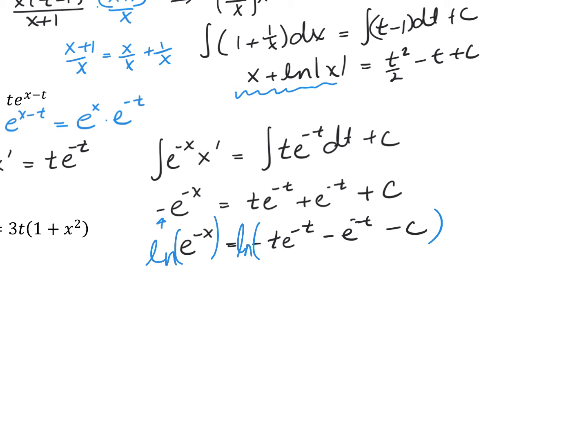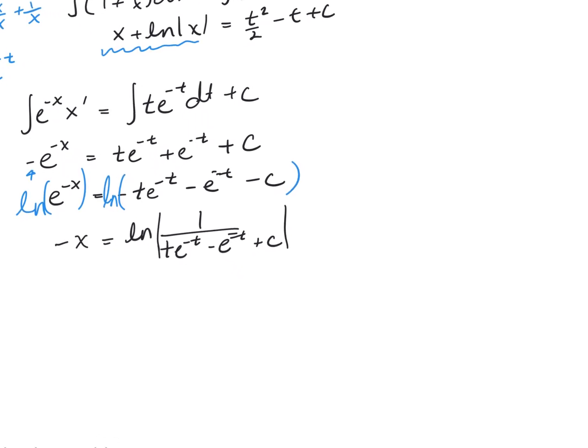And when I take the natural log of the right-hand side, I'm going to get negative x is equal to the natural log of, now, because these are all negatives, that means they all go in the denominator, so it's 1 over t e raised to the negative t plus e raised to the negative t, plus c. I could do minus c, but it's just a constant, so it doesn't really matter. I put on the absolute value there because I have to make sure that that's positive.